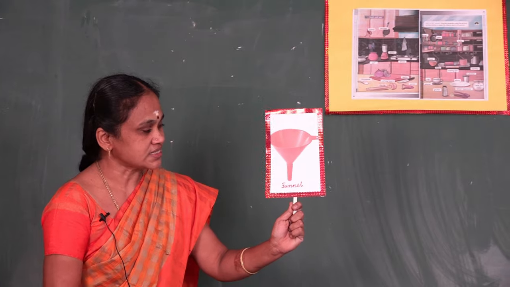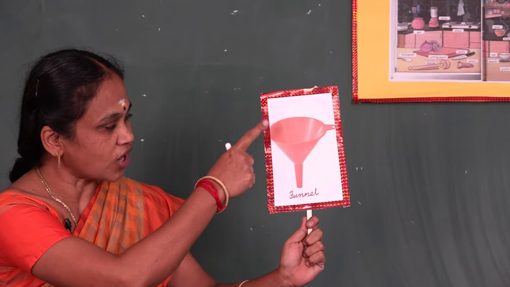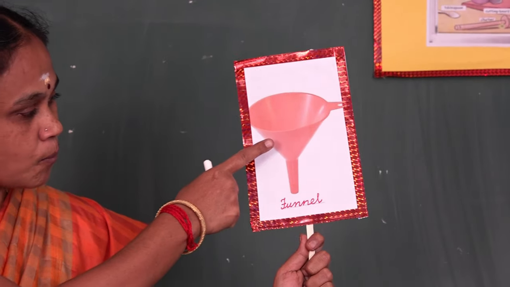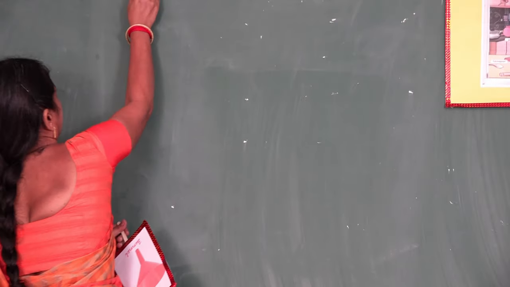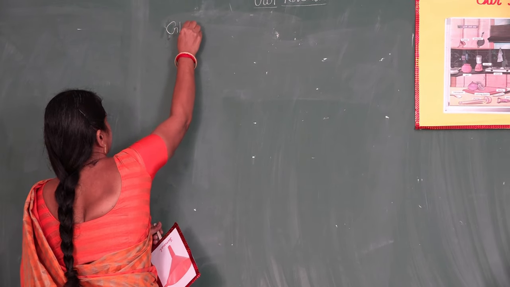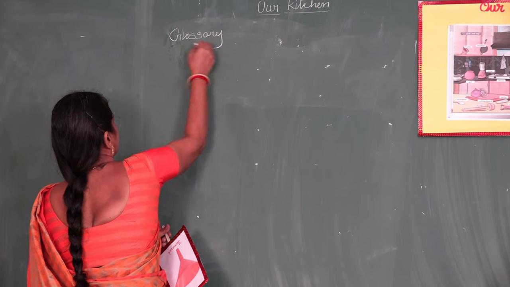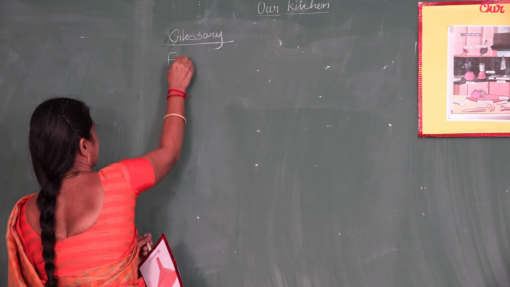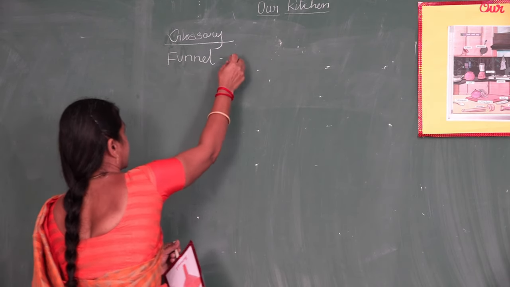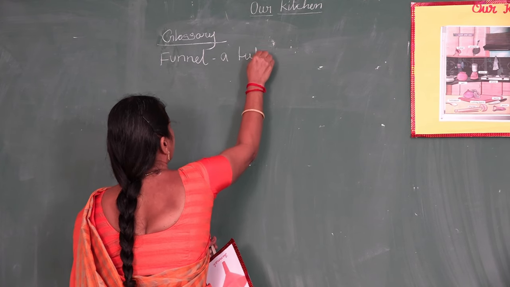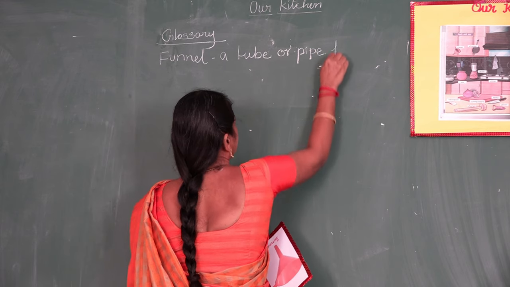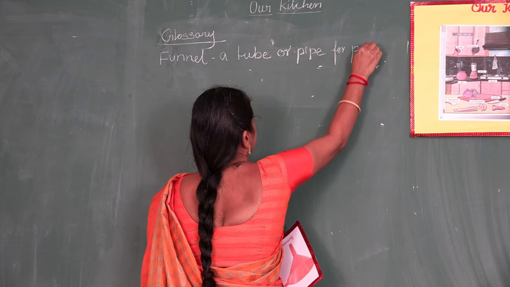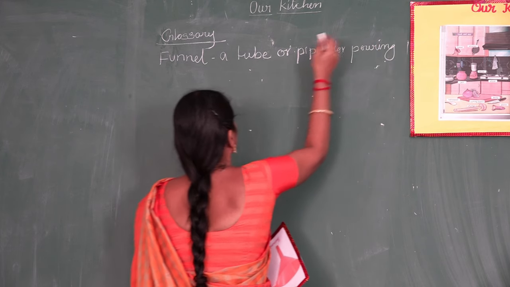Funnel. A funnel is a tube or pipe that is wide at the top and narrow at the bottom, for pouring liquid into a small opening. Funnel: a tube or pipe for pouring liquid.